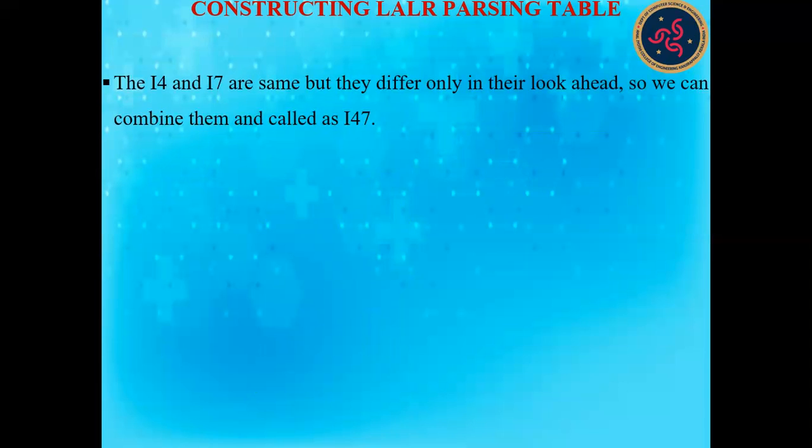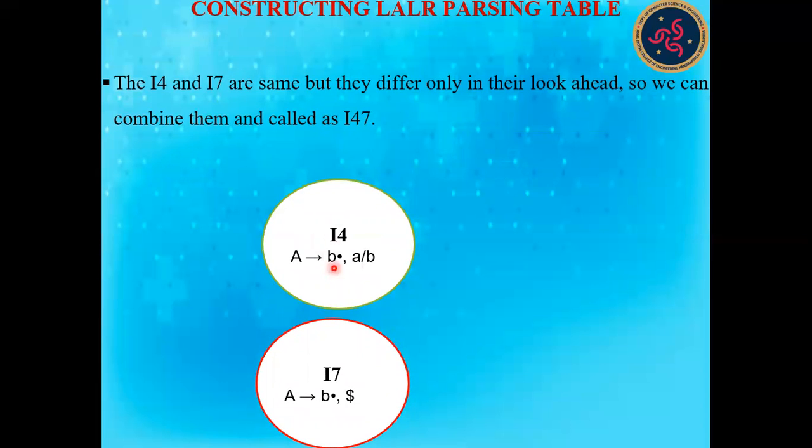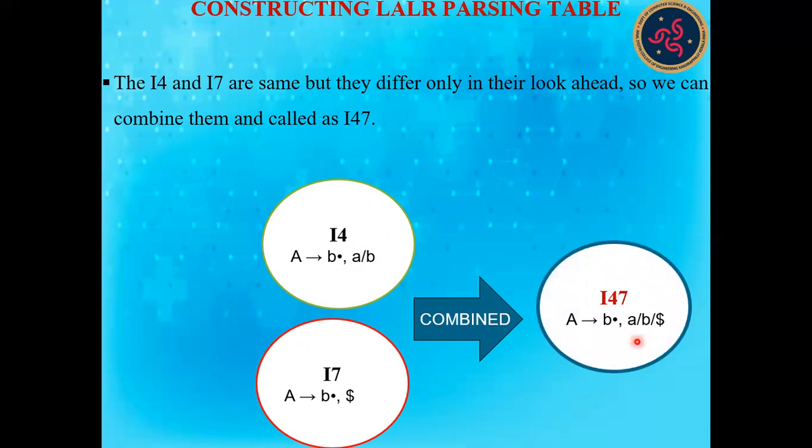Similarly, there are two states, I4 and I7. The productions are the same but they differ only in the look ahead symbols. In I4, that is A gives B dot, the look ahead is A or B, whereas here it is the dollar symbol. Here also we can combine them to give a new state I47, and the look ahead symbols will be A or B or dollar symbol.